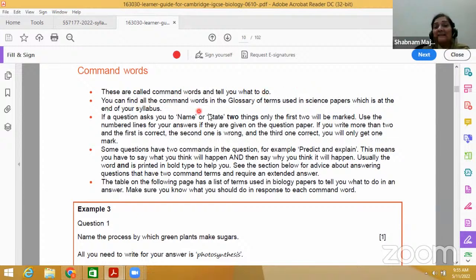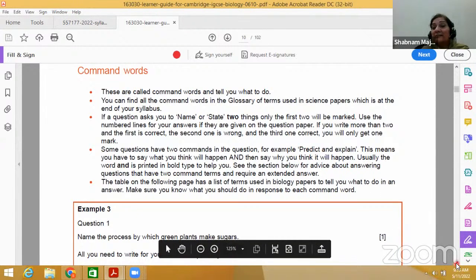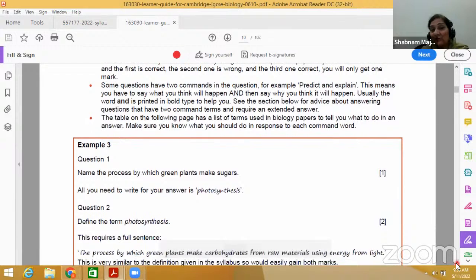Now, you can find all the command words in the glossary. We start syllabus teaching with the glossary terms in your science paper and syllabus. If a question asks you to name or state 2 things, only the first 2 will be marked. Use the numbered lines for your answers if they are given on the question paper. If you write more than 2, and the first is correct, the second one is wrong, and the third one is correct, you will only get 1 mark. Because if it's 1 mark, you will get 1 mark. So it's a wastage of time.